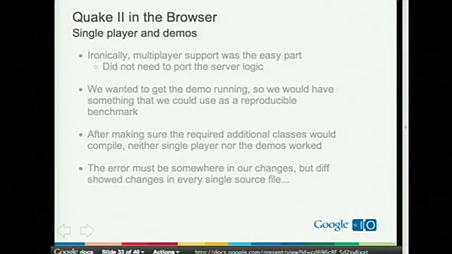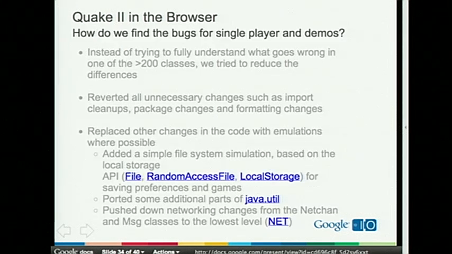We knew that there must be an error somewhere in our changes, but diff showed that we had changes everywhere, and that made it hard to find the bugs. So instead of trying to fully understand what was going wrong, we just tried to reduce the differences. That means we reverted all unnecessary changes in the code base, such as import cleanups, package changes, and formatting changes. And we also replaced other changes in the code. All changes where we could do emulations, we did so.